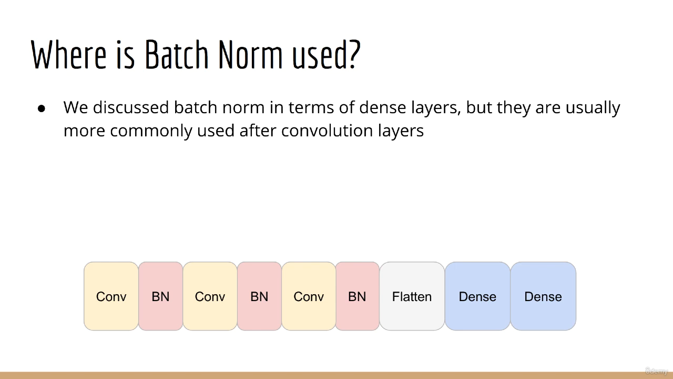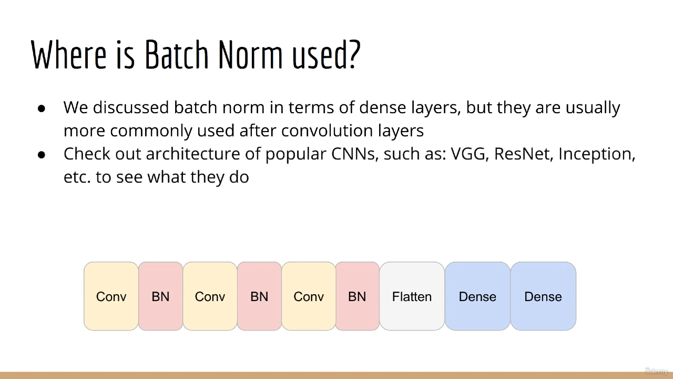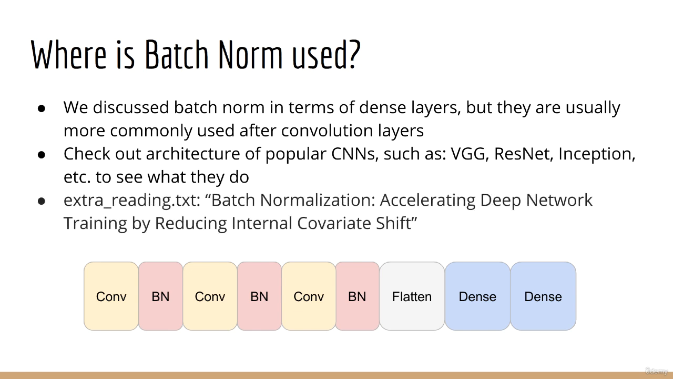You're always encouraged to try things on your own, but also to read about the most popular CNNs, such as VGG, ResNet, and Inception, to see how they're doing things. This is the approach we're going to take in the next lecture when we improve our CIFAR-10 results. By the way, if you want to read more about batch norm, you can check out the paper included in extra_reading.txt. The title is Batch Normalization: Accelerating Deep Network Training by Reducing Internal Covariate Shift.